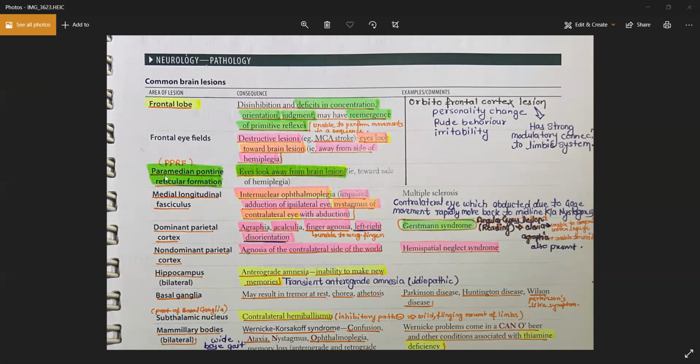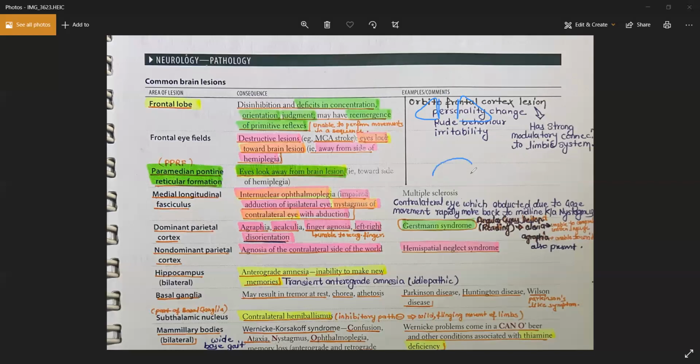Then you have the parapontine reticular formation. And the function of this formation is to activate your sixth nerve. Now, what happens is, again, let's draw this. You have the cortex. Let's discuss all this pathway.